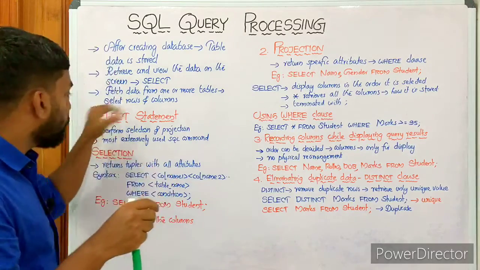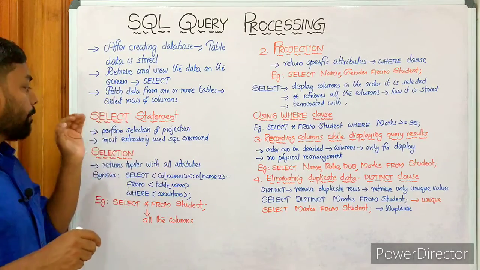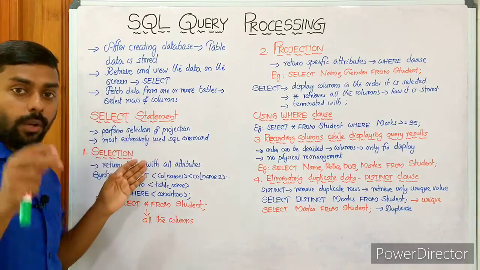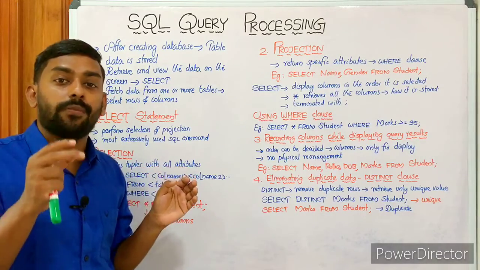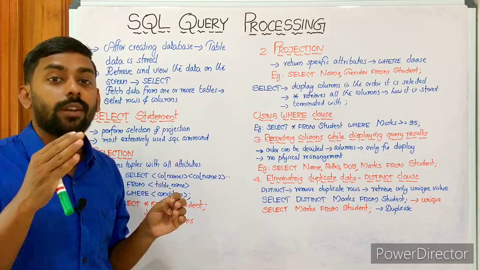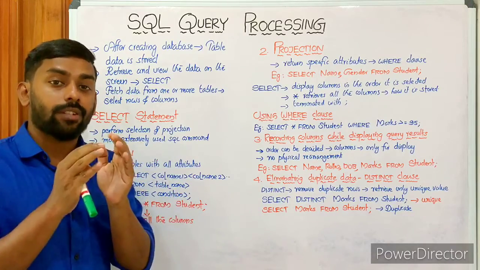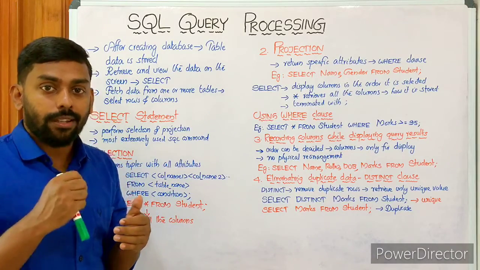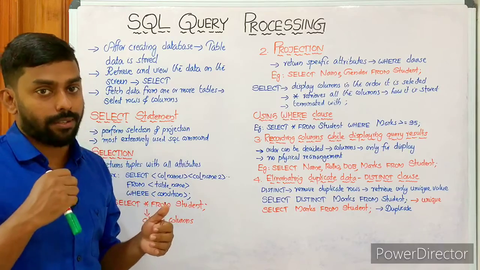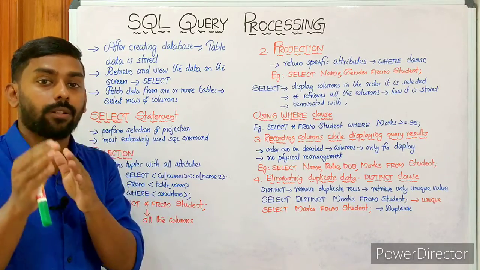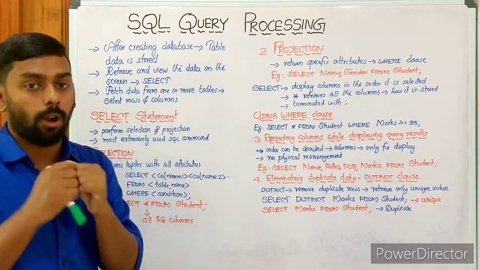Now let's move on to the select statement. It performs selection and projection. Actually, select statement is used to perform two main operations: selection and projection. Selection can be related to rows and projection can be related to columns, right? Selection is directly related to rows and projection to columns.